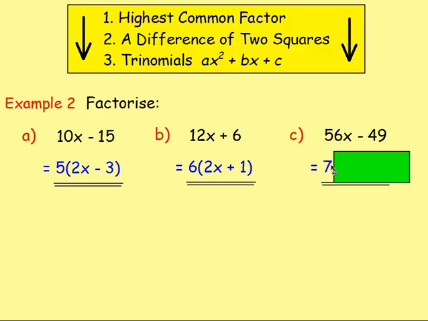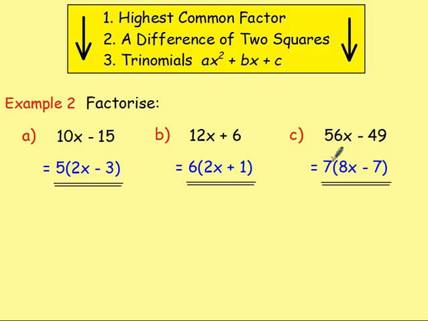Brilliant. So then, Jess, you're thinking 7 times what is 56? X. Yeah, good. You've got the 8, so 7 times 8 gives you 56, but you've also got the x. Do not forget about your x. You've got to put the x in there as well. And if you do 7 times 8x, it's 56x. Then you think 7 times what is negative 49? It is negative 7. Well done.